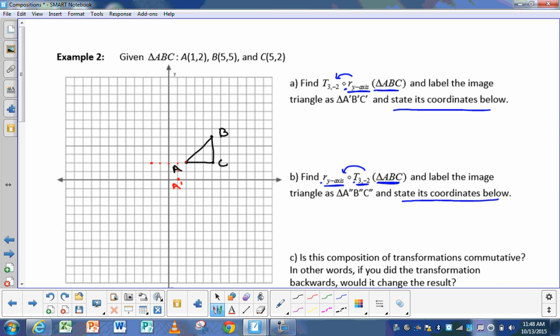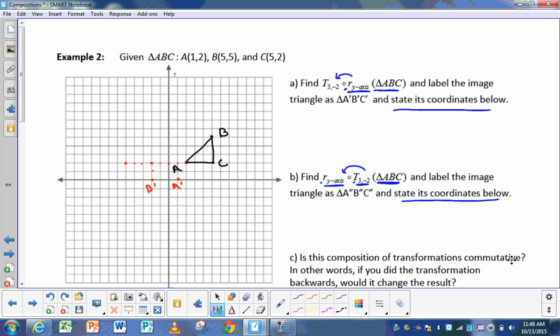Doing the same thing for C, we see that C is 5 away from the origin. So that means that we are 5, 1, 2, 3, 4, 5 away from that line of reflection as well. Then we have to go over 1, 2, 3, and down 2, 1, 2. So we get that B prime is right there.